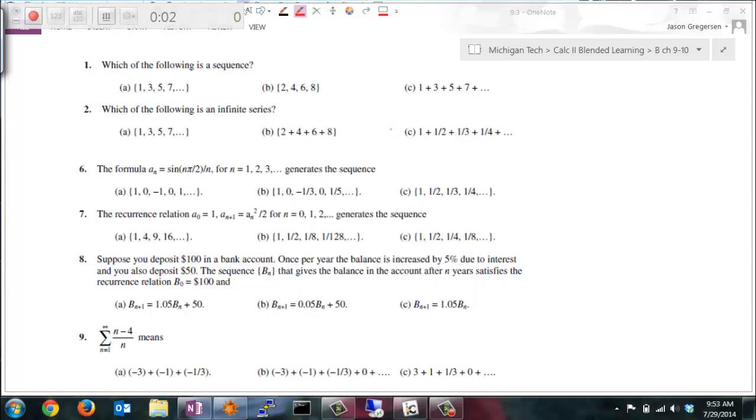Okay. The next one, the formula a_n equals sine of n pi over 2, divided by n, generates what sequence? So go ahead, write some stuff down on paper if you need to. Check some values here.